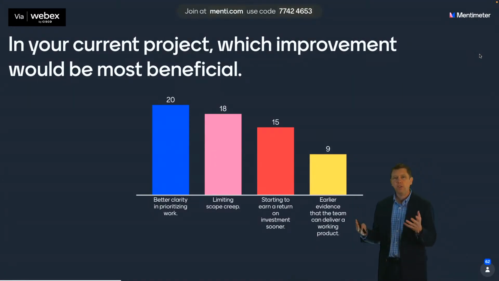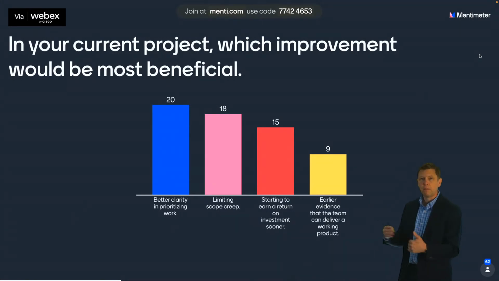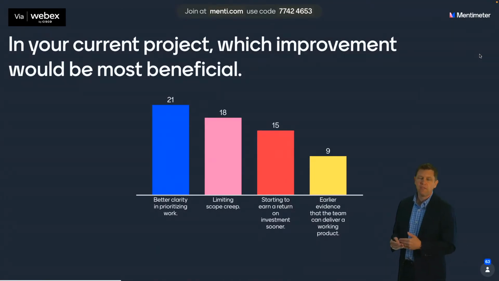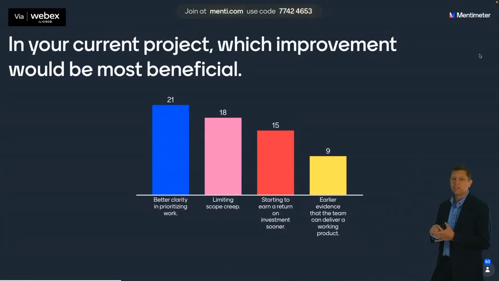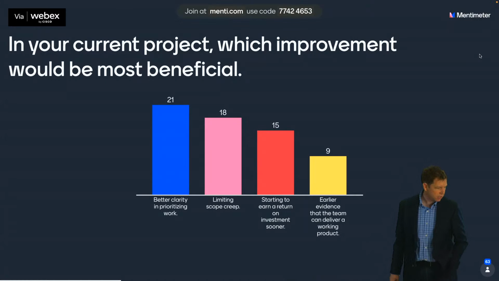Limiting scope creep. If you've got the customers and the business and the developers and everybody really focused on how they're going to deliver the minimally viable version of this, it's a lot easier to limit the scope, because everybody's trying to do the same thing. It's a lot easier to start earning a return on investment sooner if everybody's really focused on what it takes to get an MVP through to production. And it's a lot easier to get earlier evidence that the team can deliver a working product, because they're very focused on getting something workable that users can actually use into people's hands.